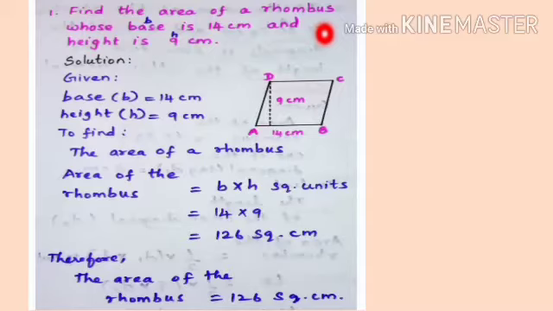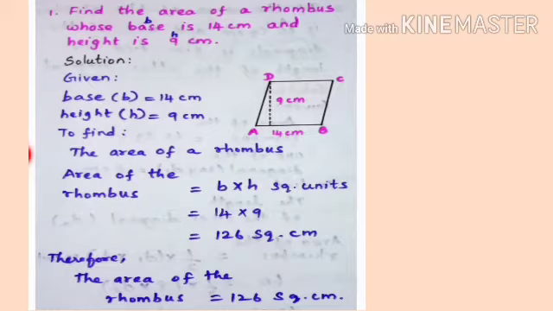Find the area of a rhombus whose base is 14 cm and height is 9 cm. We know that we have 2 types of formulas for finding the area of the rhombus. The first one is when the base and height are given, the area of the rhombus is B into H square units. And when the diagonals D1 and D2 are given, the area of the rhombus is 1 by 2 into D1 into D2 square units.